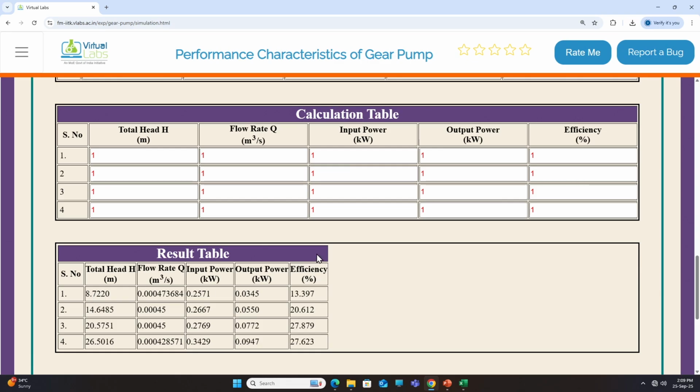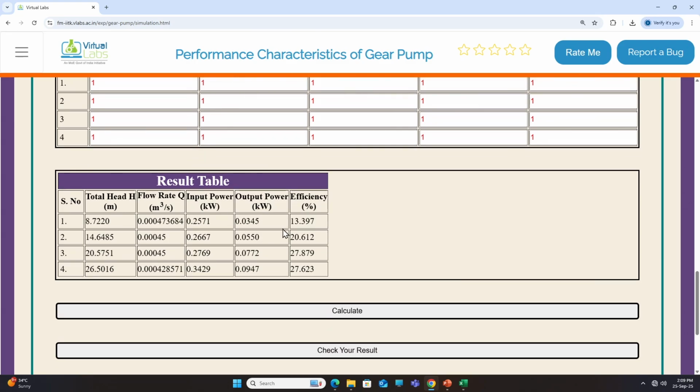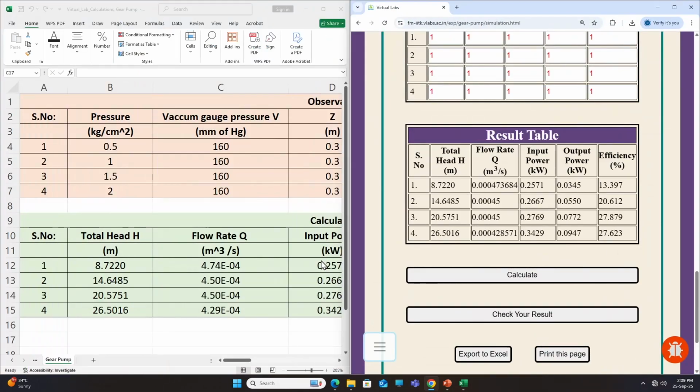This is the result. Now, all of the values are given red here. So, that means values are not correct, but this is the calculated value. So, this is efficiency, also the same efficiency that I have calculated in my result here. You see, these values are given 8.7220, exactly this value is calculated here.